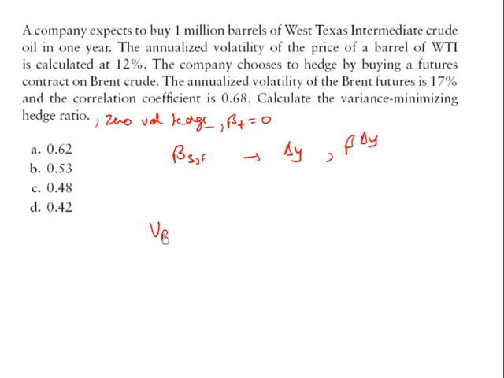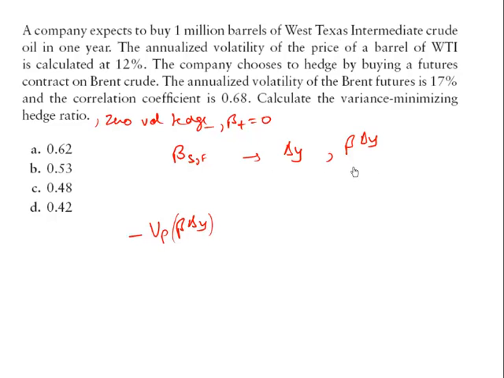Let's say we have a position of $1 million in the spot. We are long $1 million, and if this goes up by beta into delta Y, our position will lose beta into delta Y. To whatever extent the price of WTI goes up will be my loss, because I have to buy 1 million barrels. If it goes up by $1, $1 million will be the loss. If it goes up by $10, $10 million will be the loss.